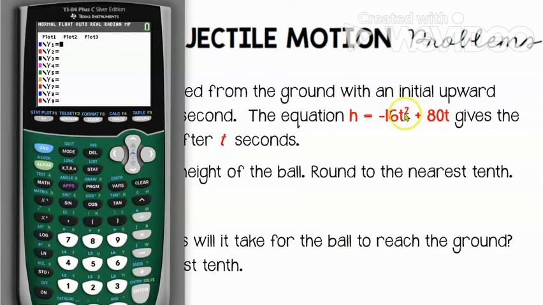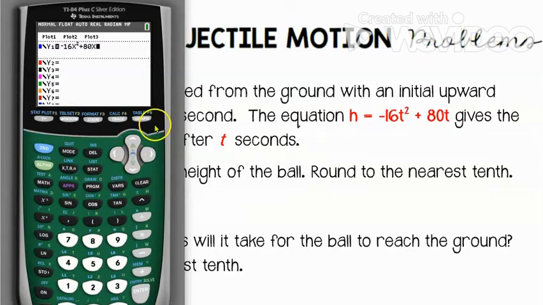Okay, so it doesn't matter whether this says x or whether this says t or r, it doesn't matter. On your calculator, it goes in as an x. So here we go. Remember, this is not a subtraction sign, so use your negative key. Negative 16x squared. Then we're going to add 80t. So we're going to add 80x.